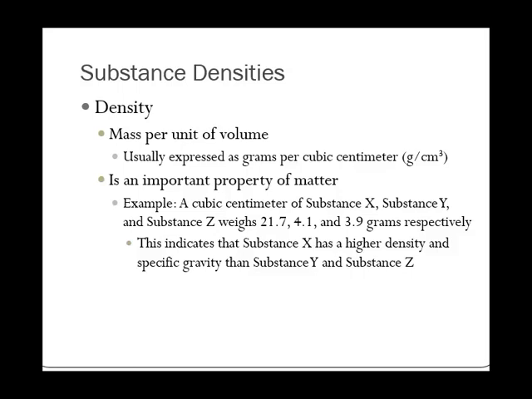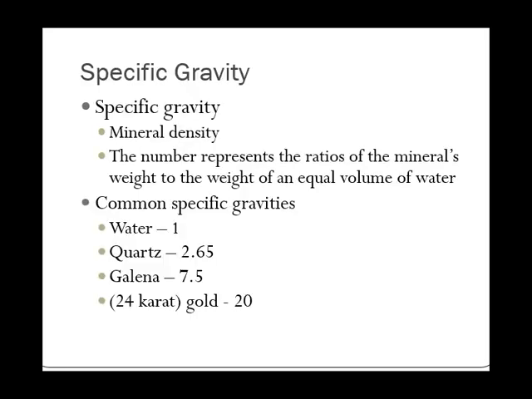In the lab, you would use something called a graduated cylinder to see how much water it displaces, and you would also figure out the mass by weighing it on a scale. Another word for density is specific gravity. They essentially mean the same thing. Here are just some examples that are good to remember.